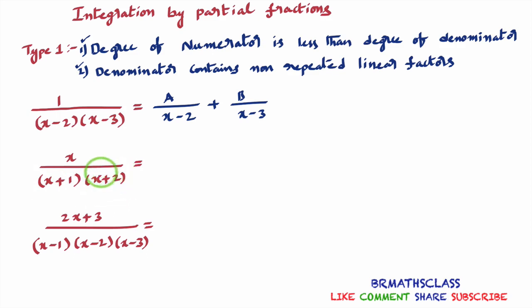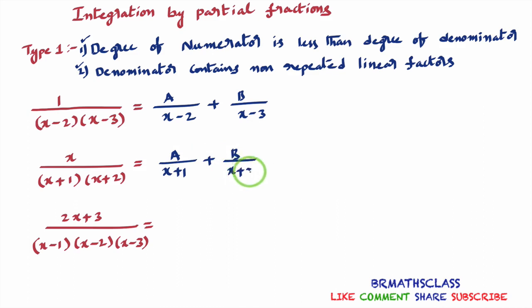x plus 2 is a linear factor. Is it repeated anywhere? No. So x plus 2 is a non-repeated linear factor. So this problem comes under type 1. You need to identify that. Okay. Then how do we write this? We write this as a divided by x plus 1 plus b divided by x plus 2.